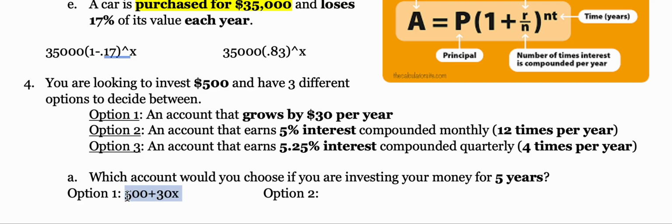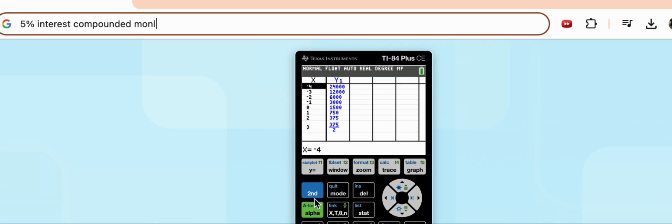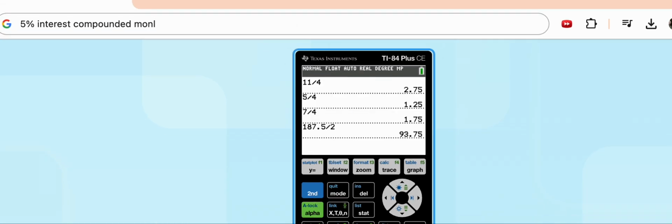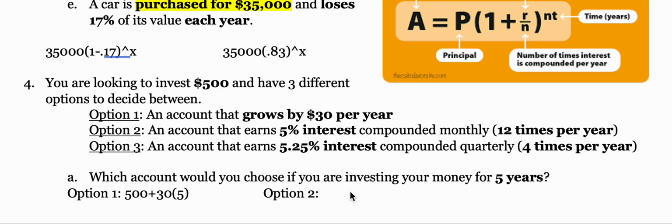So, this is the equation for option 1, 500 plus 30x. In 5 years, instead of x, let's put 5. Okay, and I'm going to pull up my TI-84. I have 500 plus 30 times 5, and that equals $650.